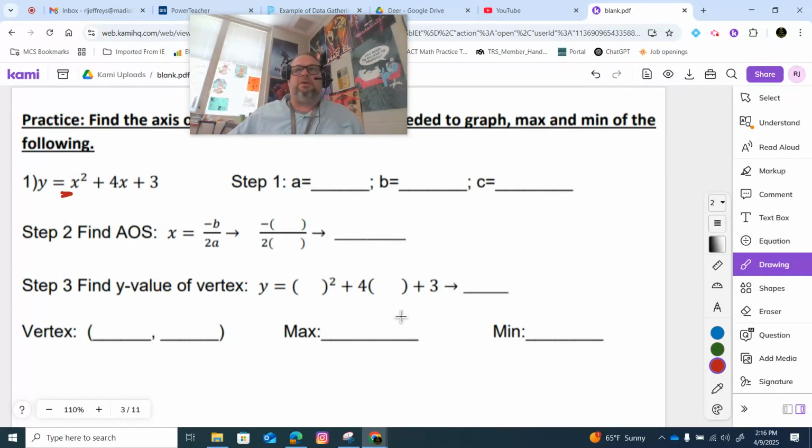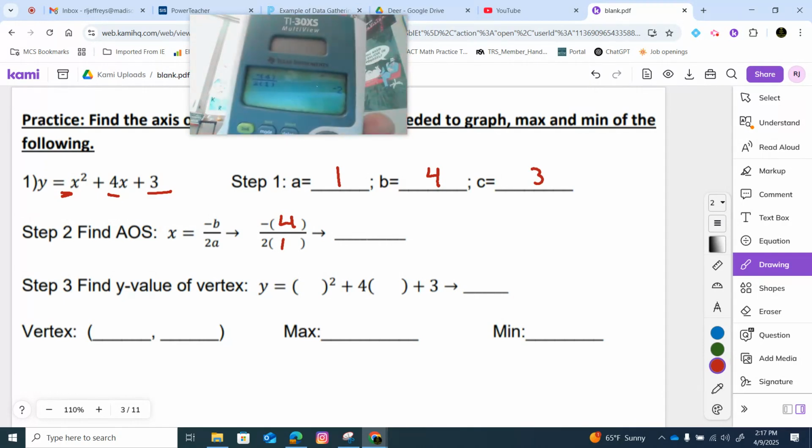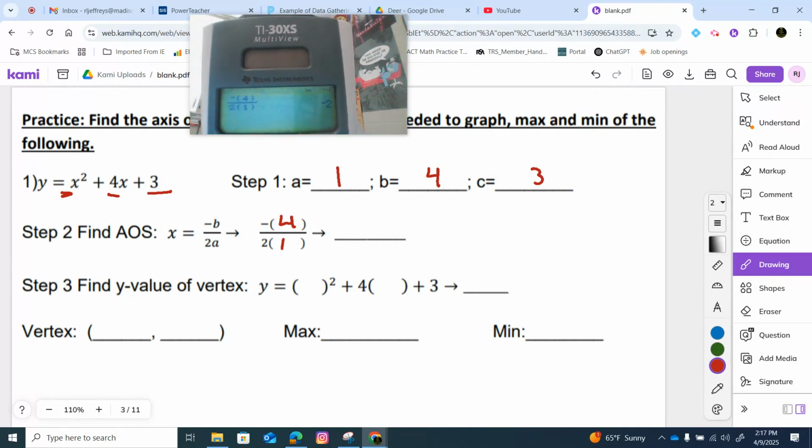All right, what's the number in front of x squared for number 1 right here? 1. What's the number in front of x? 3. All right, so we're plugging it in. 4 goes here, 1 goes here. I plug it in, I get -2.